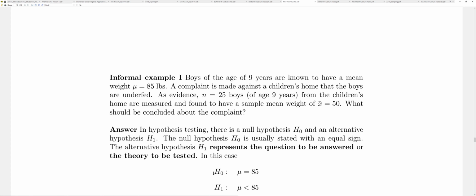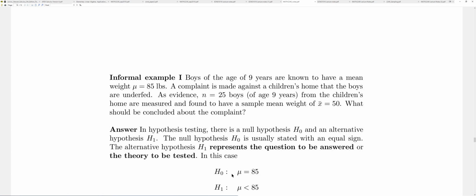Okay, so in this case, do we reject the H0 or not? This H0 is saying that the mean weight of the 9-year-old boys in the home is 85. But the evidence you got, when you take the 25 boys and measure them and take their average weight, is that the sample mean x bar is 50. So the evidence is not supporting this hypothesis that mu is equal to 85.